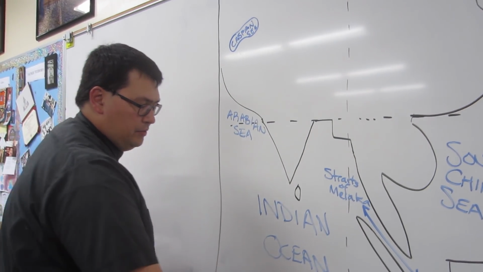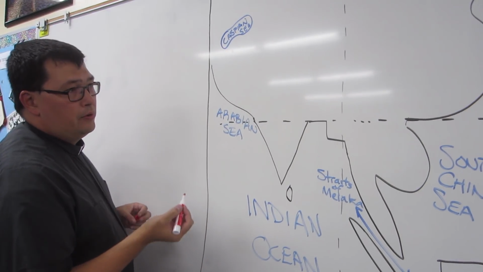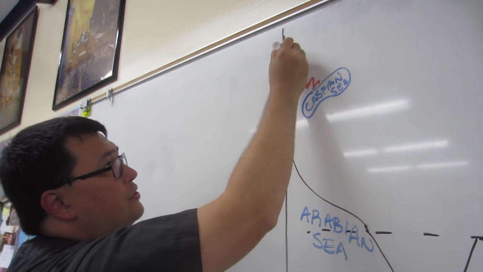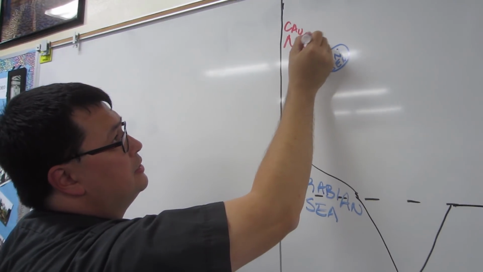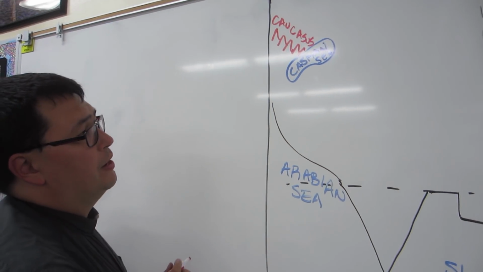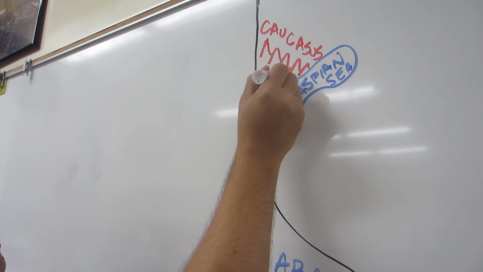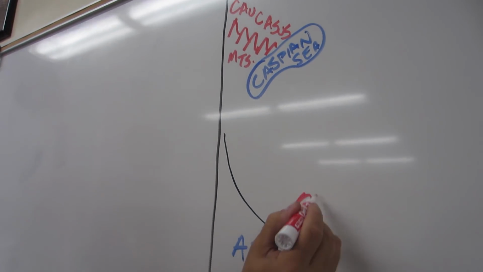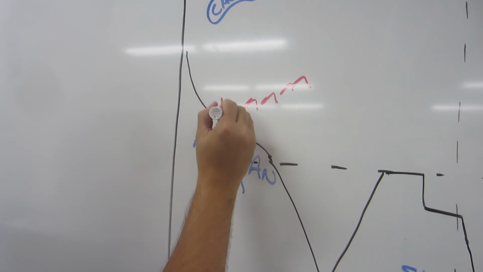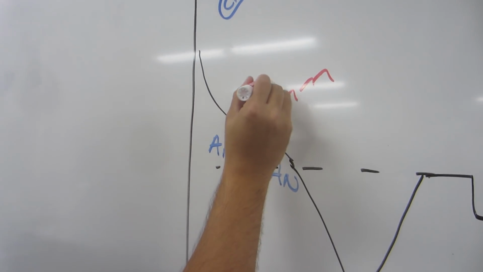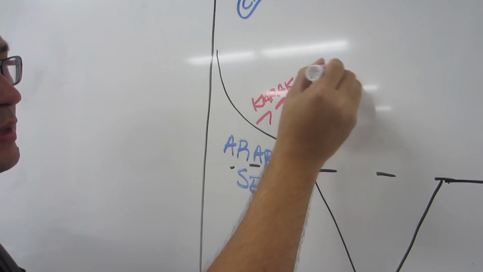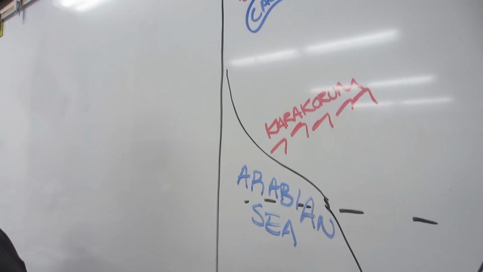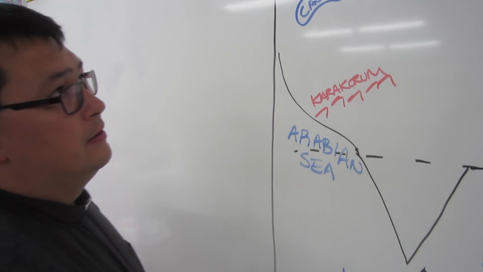Next, we have mountains. So we have 2 mountain ranges that you already know about. The first is here, and these are the Caucasus, C-A-U-C-A-S-U-S, the Caucasus Mountains. Next, the other mountain range we've already encountered before are here, and these are called the Karakoram, K-A-R-A-K-O-R-U-M, Karakoram.